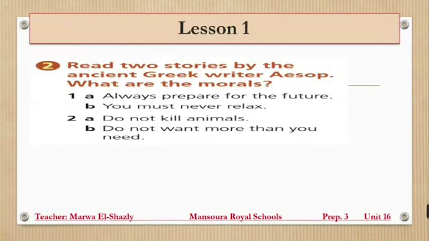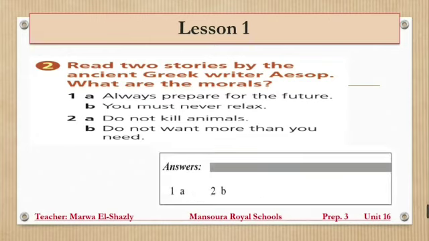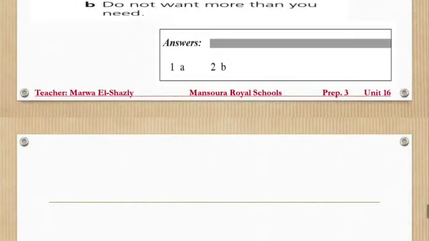Exercise 2. Read 2 stories by the ancient Greek writers, Aesop. What are the morals? Do you remember this question? Let's check your answers together. Number 1A. Always prepare for the future. For number 2B. Do not want more than you need. Excellent.